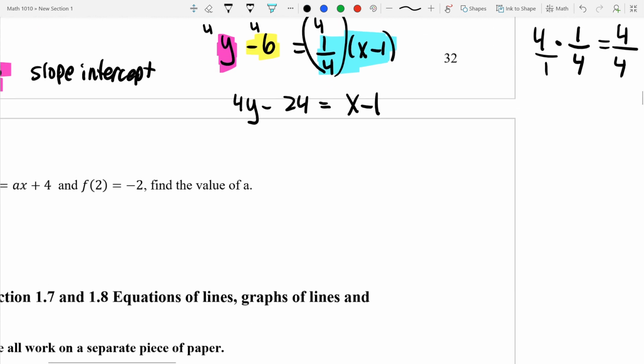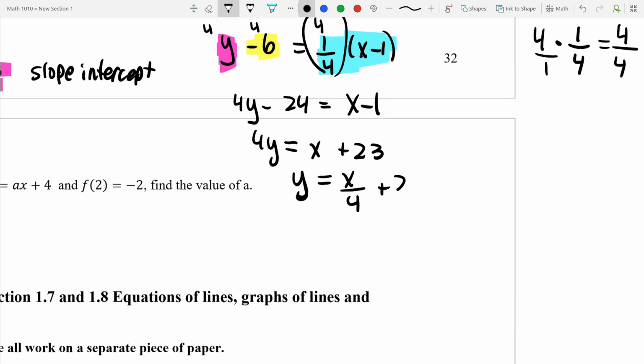Move your 24 over. So you have 4y equals x. The 24 comes over and becomes a positive, so you have a plus 23. Now you divide by 4. And you get y equals x over 4 plus 23 over 4. Okay? Now, this is acceptable.